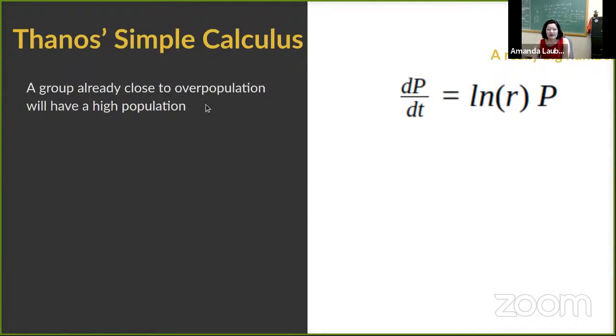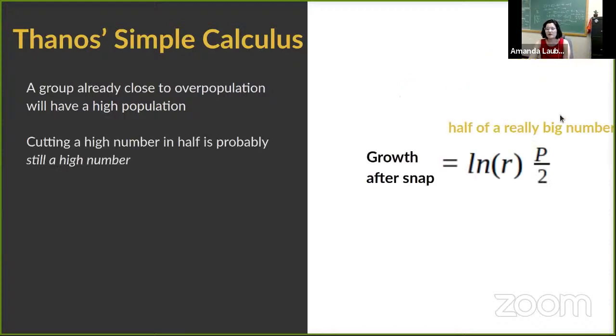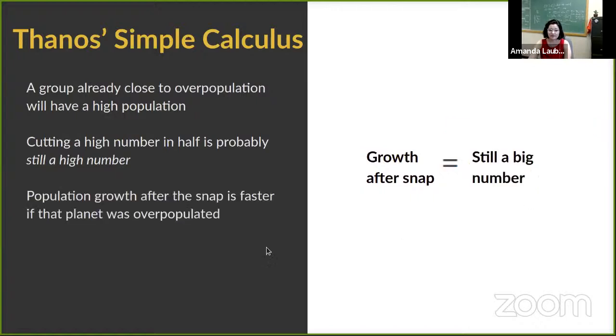So if we have a group that Thanos is snapping his fingers for, and they're already close to overpopulation, that means that the current amount of people P is going to be really big. When you split that number in half, you're going to have half of a really big number, which I would argue is still really big. The difference between 7 billion and 3 billion people, yes, 3 billion is smaller than 7 billion, but it's still higher than I would ever want to count. So the growth after the snap is going to depend on half of your really big population. And it's still going to be a really big number. And what's going to happen is that it's going to depend on how large the population was to start.